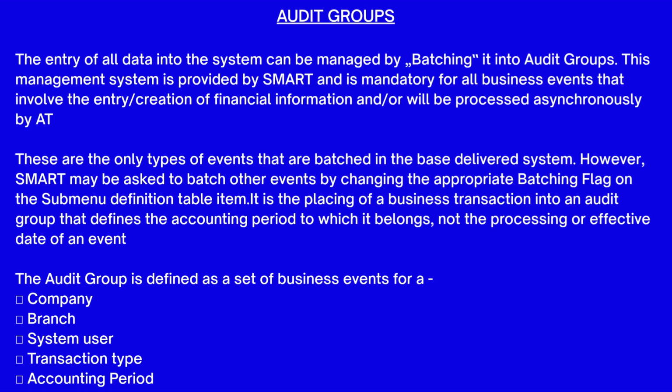Audit groups. The entry of all data into the system can be managed by batching it into audit groups. This management system is provided by SMART and is mandatory for all business events that involve the entry/creation of financial information and/or will be processed asynchronously by AT. These are the only types of events that are batched in the base delivered system.